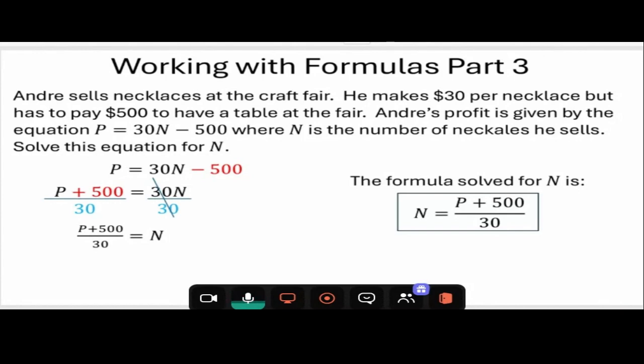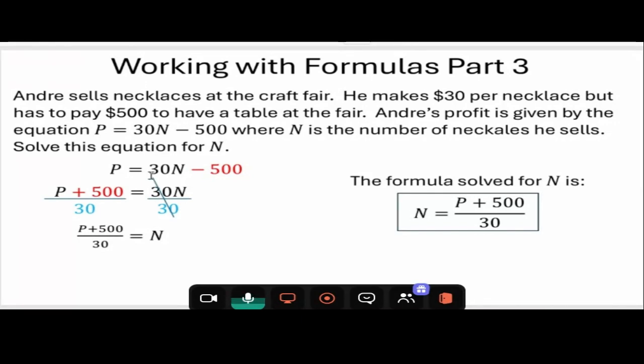And what can we do here with this? Why might Andre want to do this? Well, now say he wants to imagine different amounts of profit that he's hoping to make. Is it going to be worth my while to go to the craft fair? What if it's only worth my while if I make $1,000? Put 1,000 in for P. How many necklaces would I have to sell? Quick to calculate. Maybe Andre wants to try that with a bunch of different profits. How many necklaces would I have to sell?